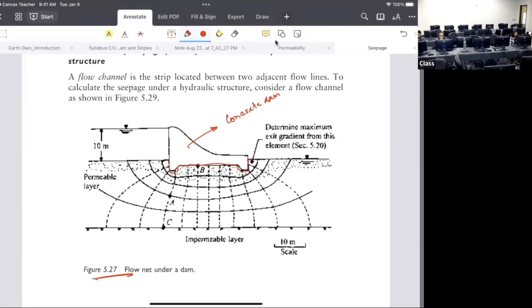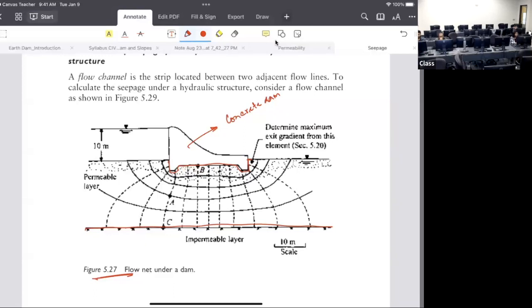This is the first flow line, right? And this is the last flow line. And in between those flow lines, every equipotential line will intersect the flow lines in a perpendicular manner. And every flow line and equipotential line will create a rectangle. Right? For a dam, for anything. That's the basic of the flow net.